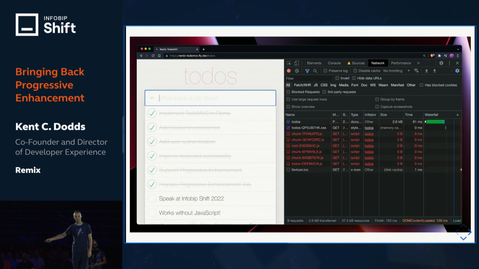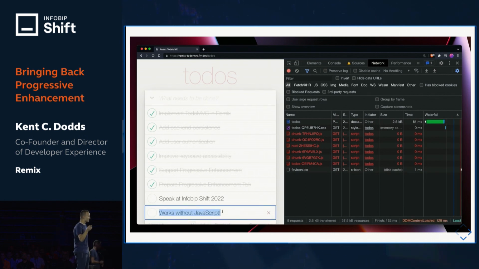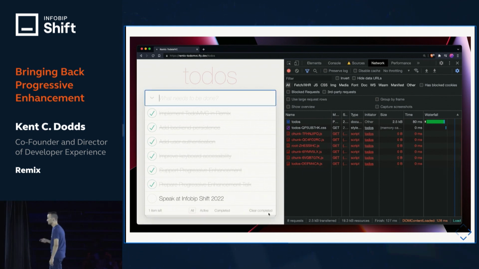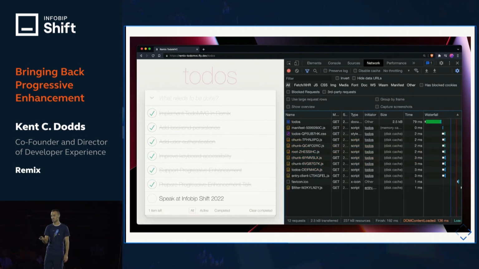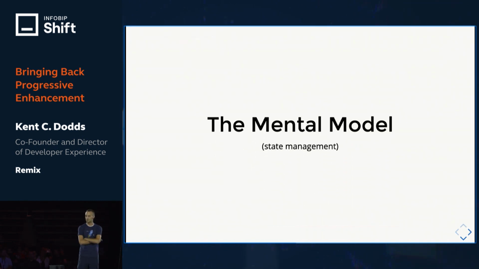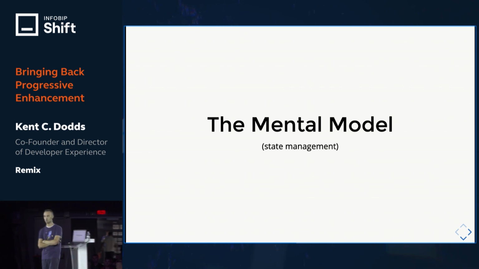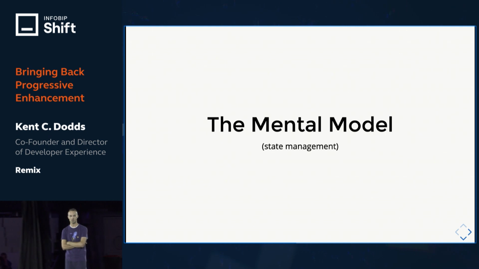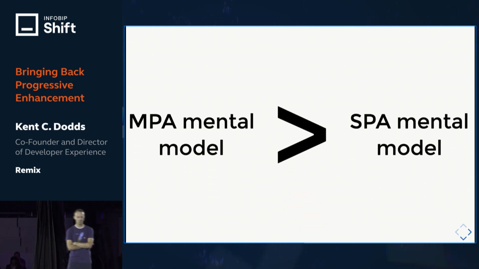I'm showing you this to prove that you don't have to use an application state management library when you're using Remix and progressive enhancement in particular. That is huge. It's the mental model. That's the answer to the question. Why was it so much easier to build for the web years ago? It's because the mental model was so much simpler. It was way better than the SPA mental model.